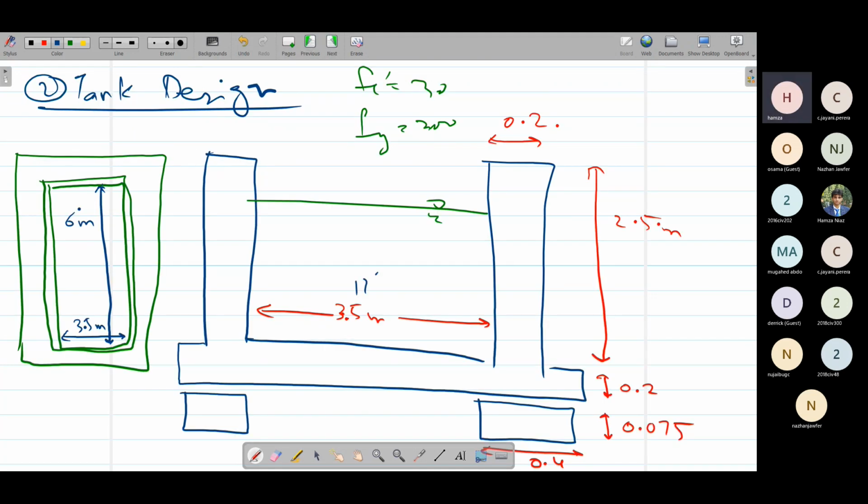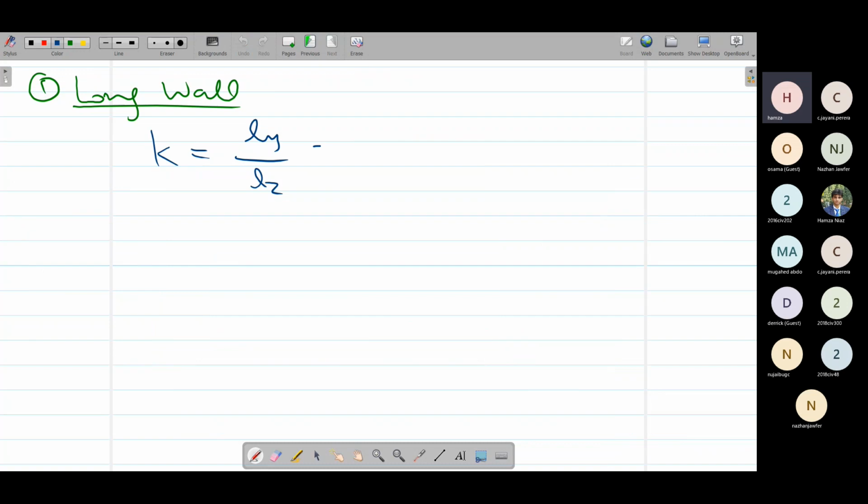This 3.5 meter is the Lx, the shorter dimension, 6 meter is the Ly, the longer dimension, and the height of the tank is Lz. So these are three things. So Ly over Lz, we have 6 meter, Lz has 2.5. This comes as 2.4, this is greater than 2.